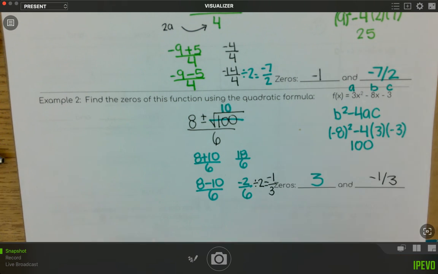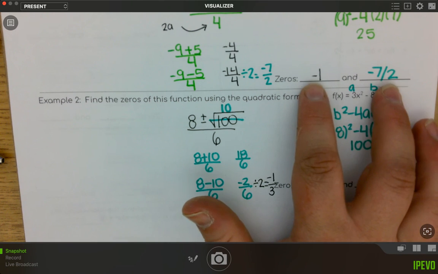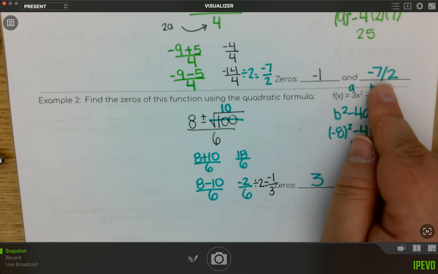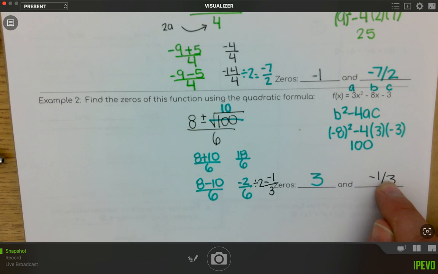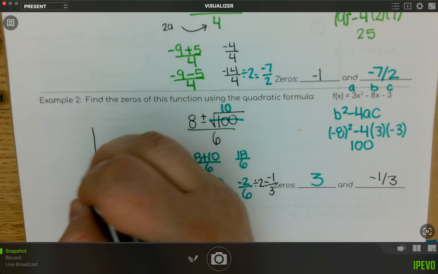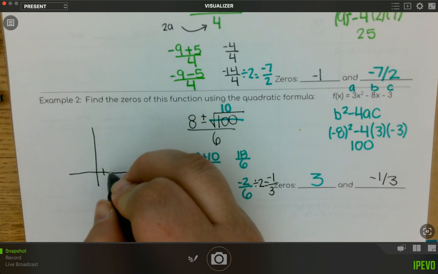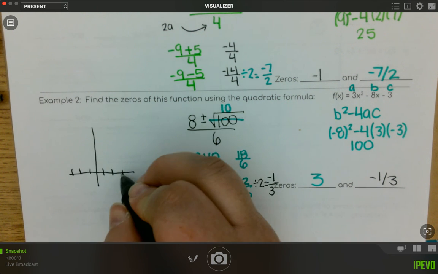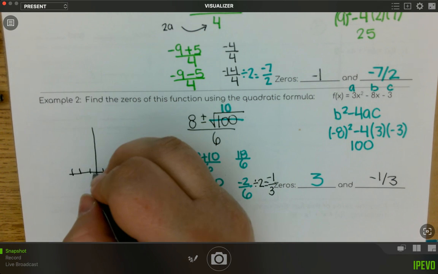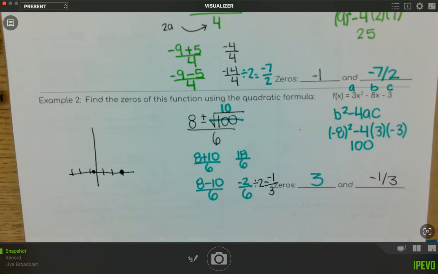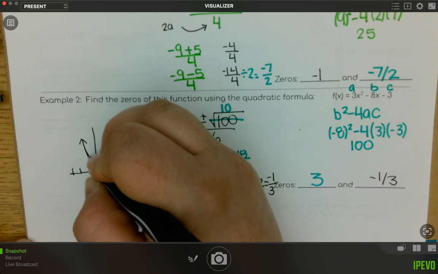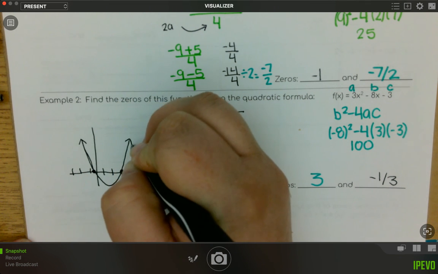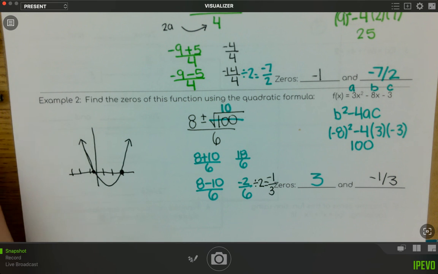What this means is that on a graph, this one would cross the x-axis at -1 and -3.5. This one would cross at 3 and -1/3. Okay, something kind of like this. Here's my graph. It would cross at 3 and -1/3, which would be just on the negative side. And since there's a positive in front, it would look something like this. Okay, so that's the reason why we're finding these, is because factoring isn't actually possible on this one.